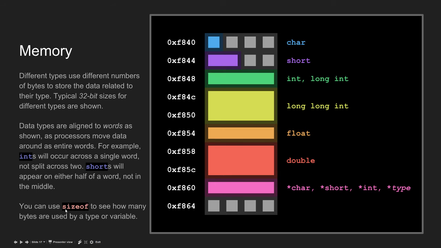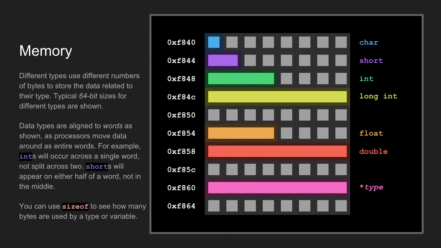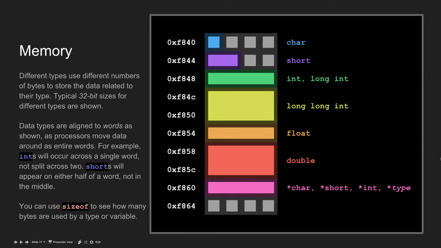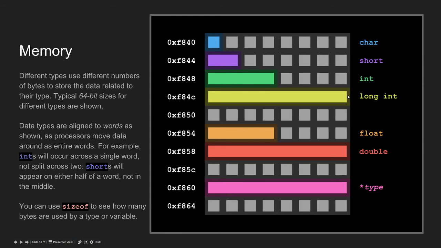You can also use this sizeof operator, or sort of function, on any type or variable to tell you how many bytes it's using in memory. And as you can see, this is 64-bit, so the sizes of most things have changed. The words are twice as big, and long int is now 8 bytes instead of 4, like it was up here.